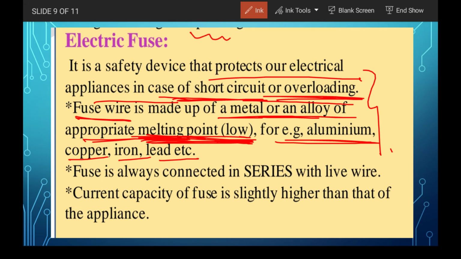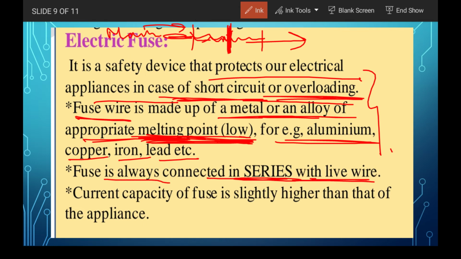Like this. Consider this is a fuse wire, and this is your main switch, and high current is flowing through it. Then at high current it will melt and break the circuit and will not allow the electric current to pass to your devices, thus preventing them from getting fused or destroyed. So fuse is always connected in series with the live wire.